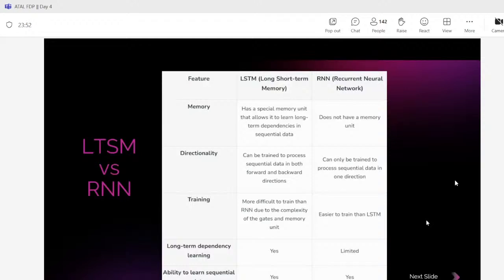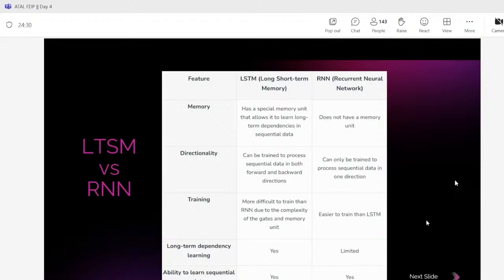And then while dealing with directionality, your LSTM can be trained to process the sequential data in both forward and backward directions, that is both forward propagation and backward propagation. And in RNN, it can only be trained to process the sequential data in a single direction, unidirectional. And then while coming to the training feature, your LSTM is more difficult to train than RNN due to the complexity of the gates in the memory unit. Each and every memory unit will have n number of gates. It is very difficult to train as well. While coming to RNN, it is somewhat easier to train.